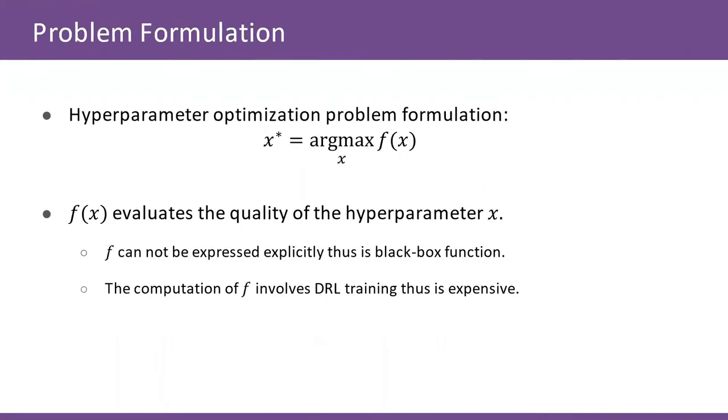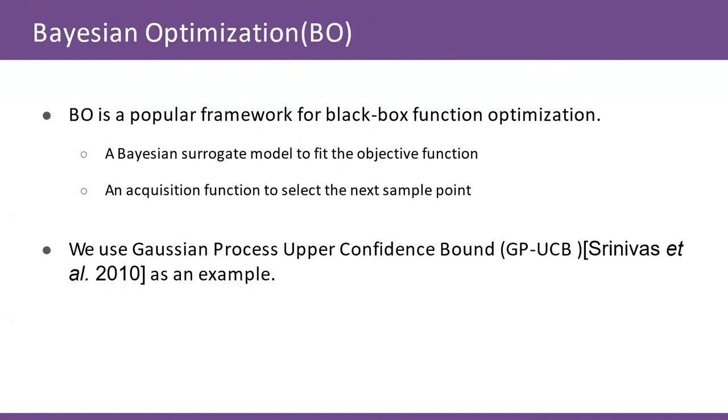We formulate hyperparameter optimization as a black box function optimization problem. Here, x is a hyperparameter and f(x) evaluates its performance through DRL training. The problem is challenging as f(x) is a black box function and the evaluation of f can be very expensive. Bayesian optimization is an ideal choice for black box function optimization. It selects a candidate point to evaluate in each iteration and finally returns the largest function value it has seen.